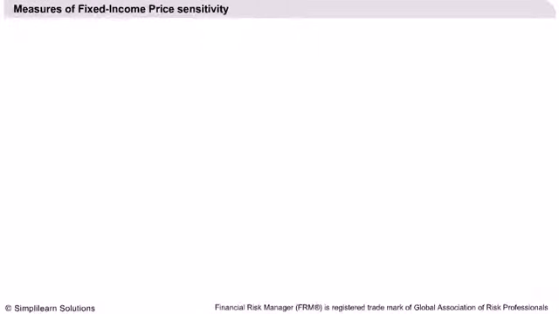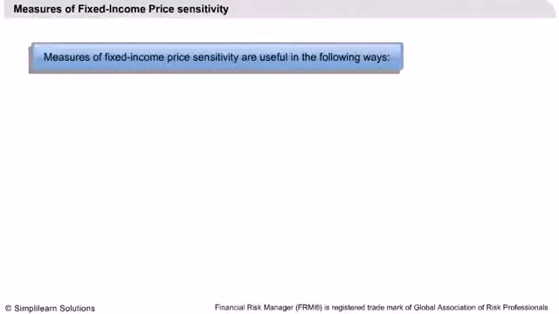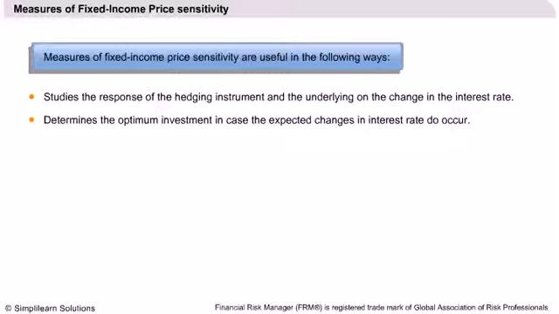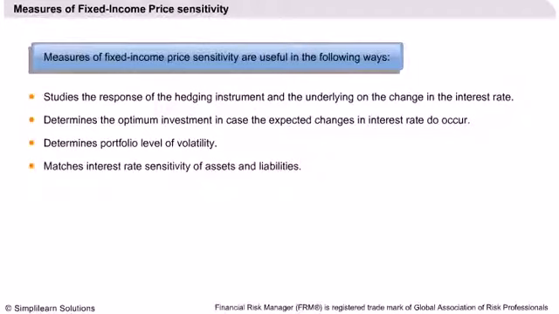Measures of fixed income price sensitivity. Let us begin our discussion with the usefulness of the measures of fixed income price sensitivity. It helps to study the response of the hedging instrument and the underlying to the change in the interest rate. It also helps to determine the optimum investment in case the expected changes in the interest rate do occur. This measure can be useful in determining the portfolio level of volatility and also in helping firms to match the interest rate sensitivity of assets and liabilities.